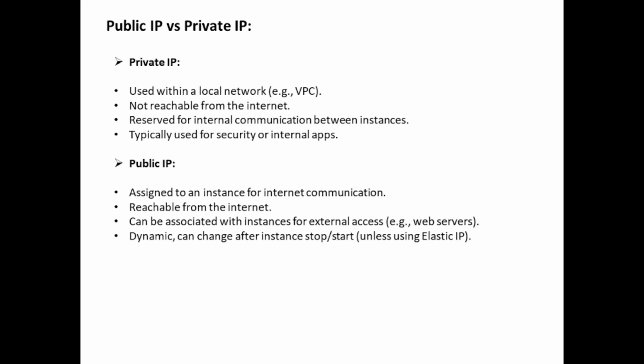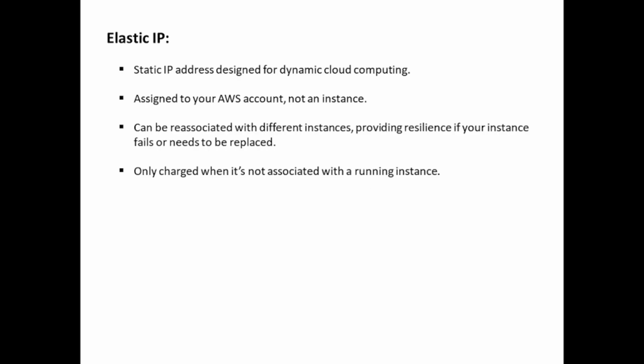In essence, private IPs keep things secure within our network, while public IPs allow our instances to interact with the broader internet. Now let's talk briefly about Elastic IP. Elastic IP is a static IP address designed specifically for dynamic cloud computing.